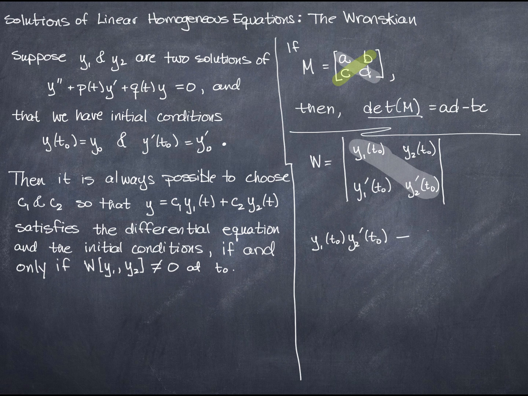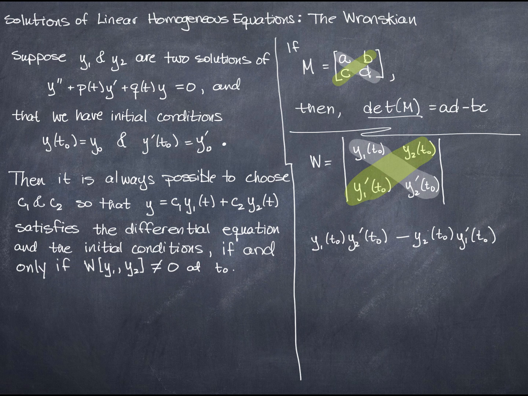And from that, I'm going to subtract the product of these two things, which is y2 at T naught times y1's derivative. Sorry, did I say determinant back here as well? I meant derivative: y2's derivative, y1's derivative, evaluated at T naught. That's what the Wronskian is. That's all there is to it.